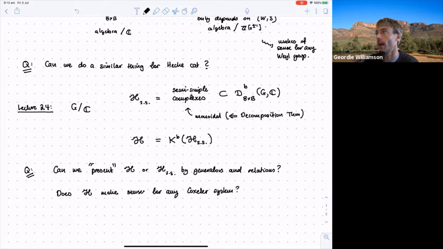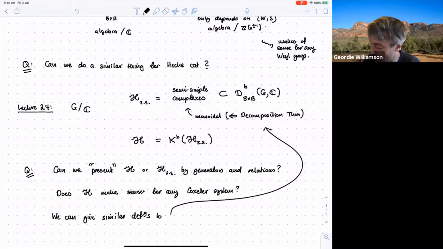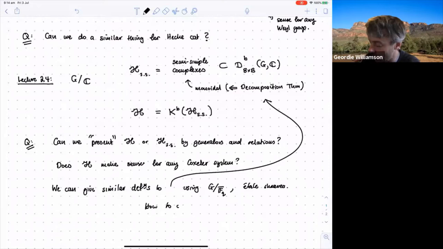And one immediate motivation for this, something that Masood asked about, is that we can give similar definitions to this bit here using, for example, G over an algebraically closed field of positive characteristic and ℓ-adic sheaves. How to compare? A priori, it seems like a hopeless task to compare these Hecke categories defined in different contexts.